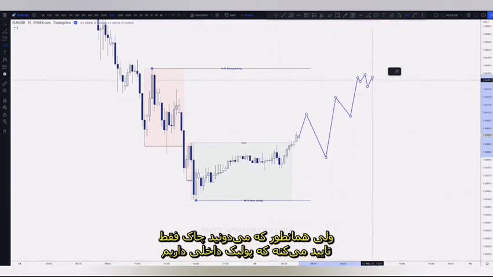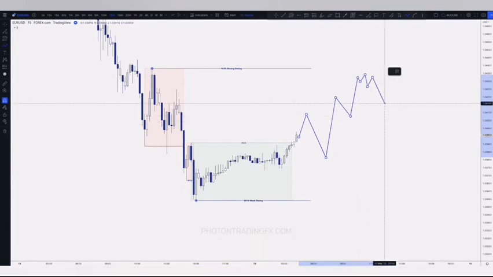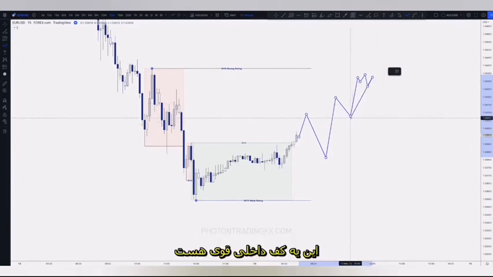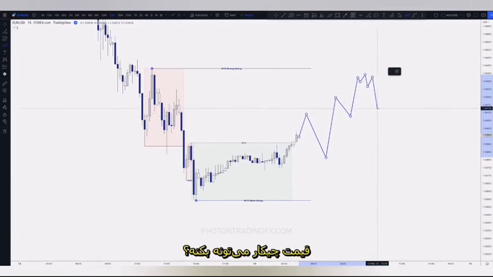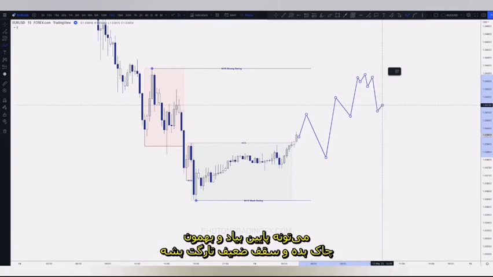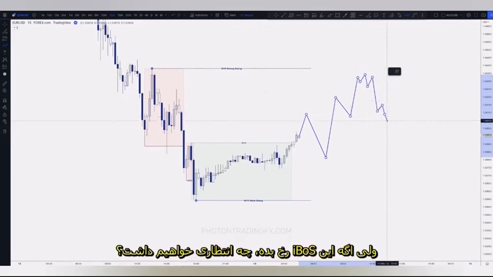But as you guys should know, the change of character only really confirms that we're just getting an internal pullback, right? So at this point, this is a strong internal low. So what could price do? It could come in, give a change of character, and then we could target that weak high. But if we were to get a break of that internal structure, then what would we expect?